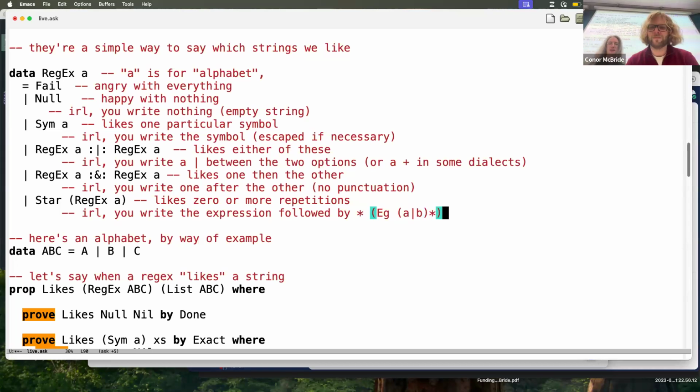I'm old, so I want A or D, with a C on the front and an R on the back. So what does this match? Well, the first thing has to be a C. Then you get to have as many A's or D's as you want. And then the last thing has to be an R. So it matches car and cdr, and it matches cadadr. These are all operators from the 1950s language Lisp, which I learned when I was little.